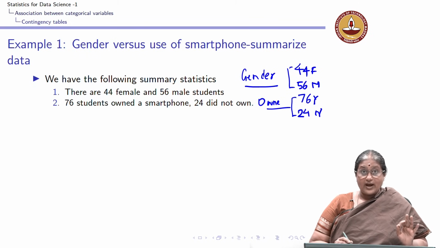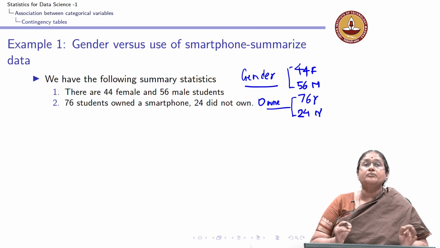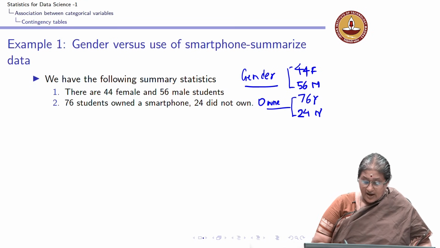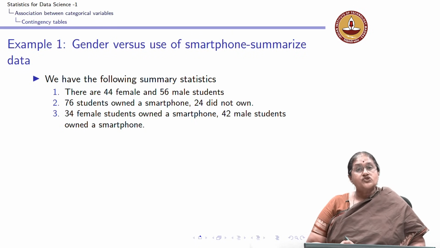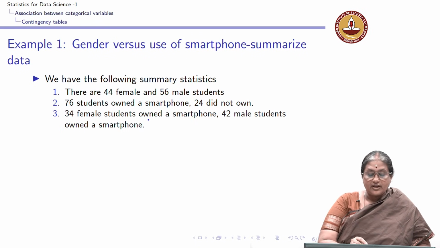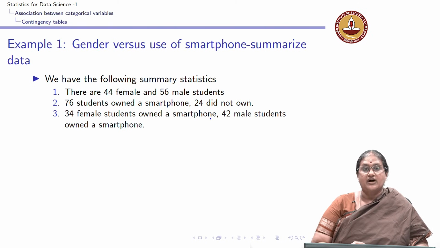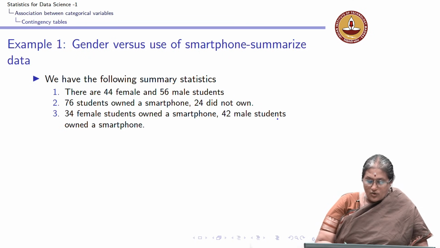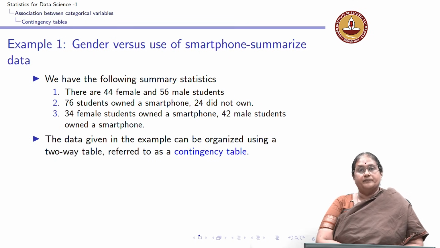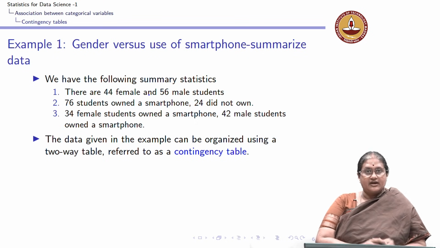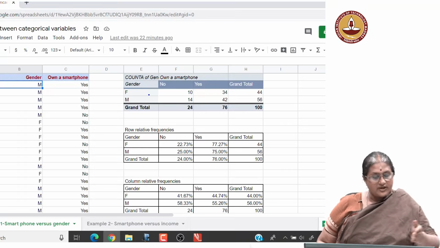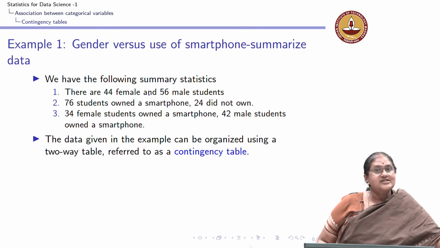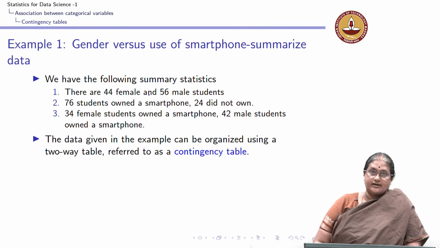Now, I want to know the association between these two variables. So, I have another piece of data which is useful to me, which says that 34 female students owned a smartphone and 42 male students owned a smartphone. Okay. So, this is the data which is given to us. The first question we ask is, how do I summarize this data? Given this data in the form of this table, how do I summarize it?